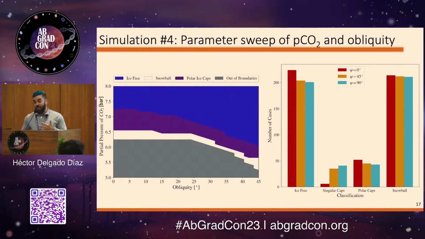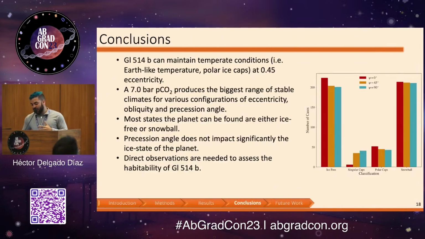Lastly, we did a parameter sweep, this time, instead of changing eccentricity, we changed the CO2. And we also see that polar ice caps are formed. And on the right side, we see how many of those simulations are either polar caps, ice-free, or snowball. And we see that a lot of them are ice-free and snowball. There are very few polar caps, but there is still a glimmer of hope because they still form. So that's a good thing.